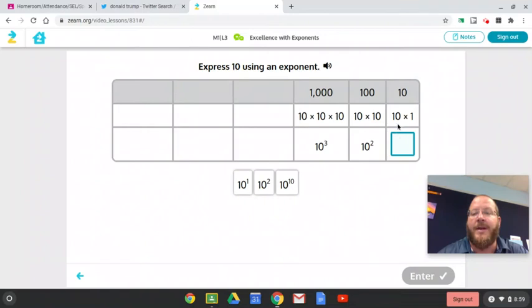This one, I only have 1 ten, so that's telling me I have 1 ten. You never really write 10 to the first power because that's just 10. Okay, this means I need 10 times 10. This means I need 10 times 10 times 10. So this one's 10 to the first power, but we don't ever really write that one.